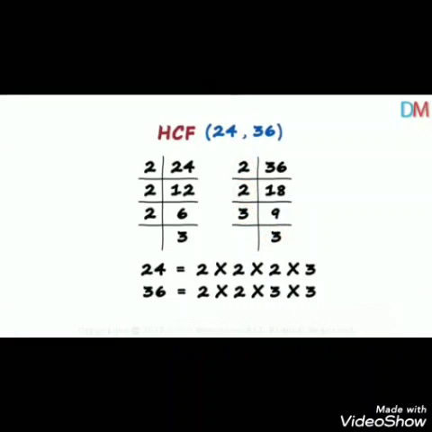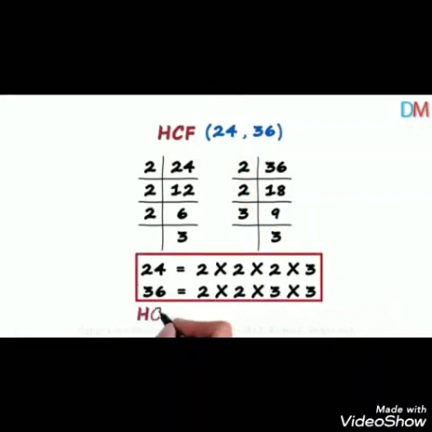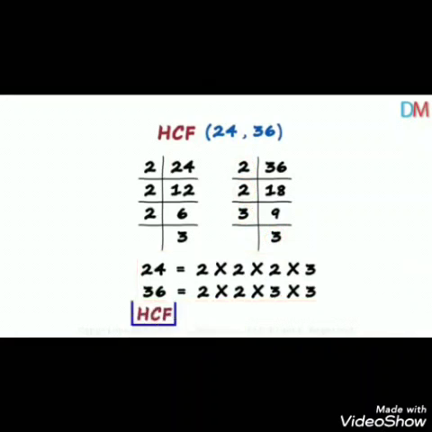Now we have written all the prime factors of both the numbers. Now the next question is how to find their HCF. As HCF means highest common factor, our next job is to find out the common factors. Let's start, circle them. So the first common factor is 2, let's write it down. The next common factor is 2 again, write it down. And one more common factor is 3.